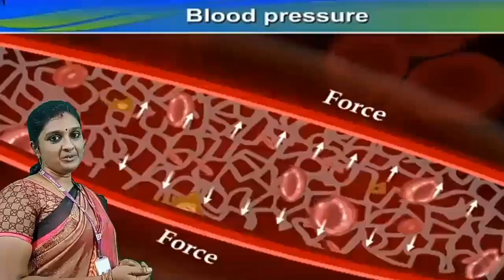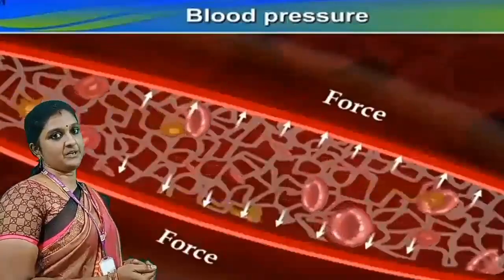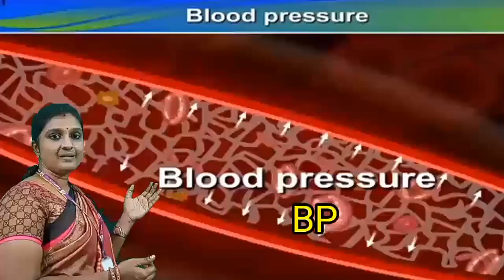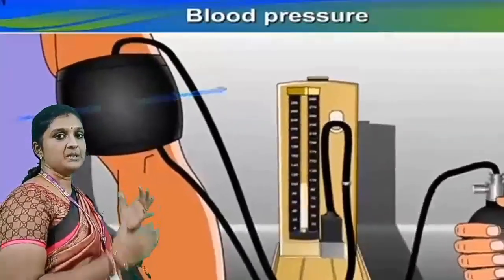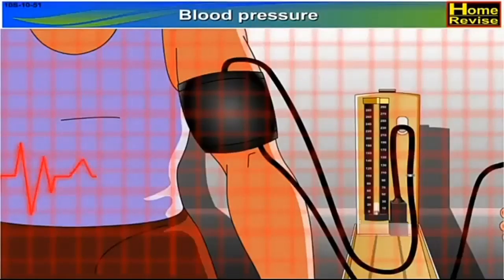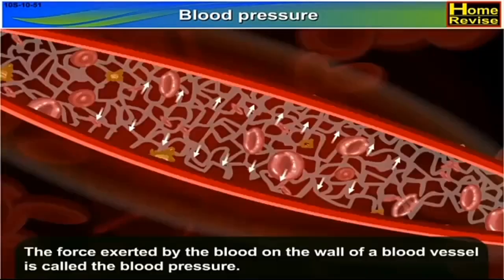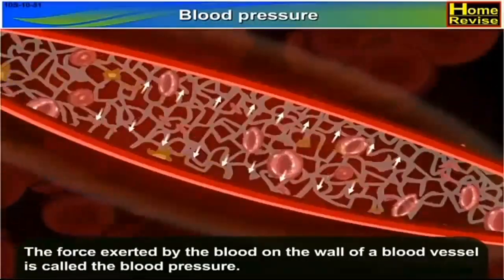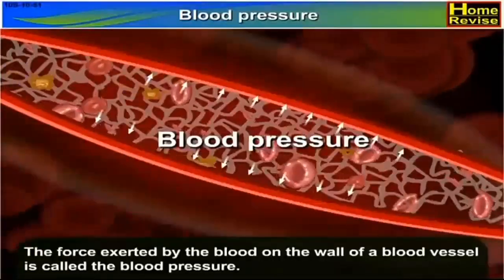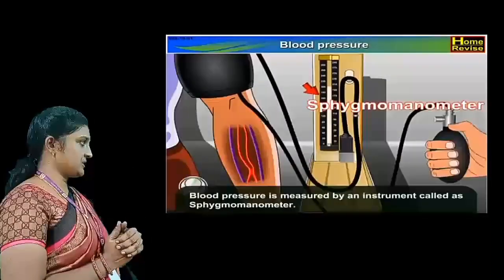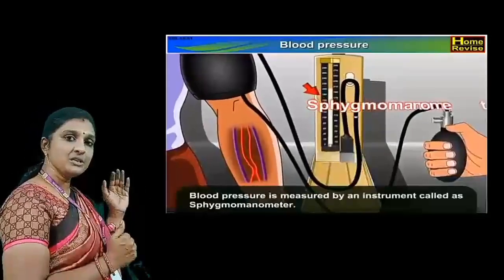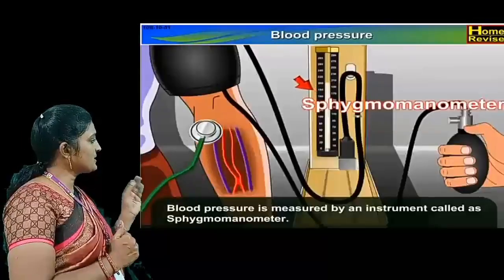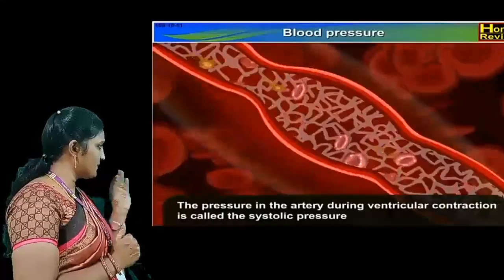Next we are going to see about the measurement of blood pressure. Blood pressure is also indicated as BP. BP means blood pressure. The force exerted by the blood on the wall of a blood vessel is called blood pressure. How can we measure the blood pressure? We can measure it by using the instrument sphygmomanometer. Sphygmomanometer is the instrument used to measure blood pressure.